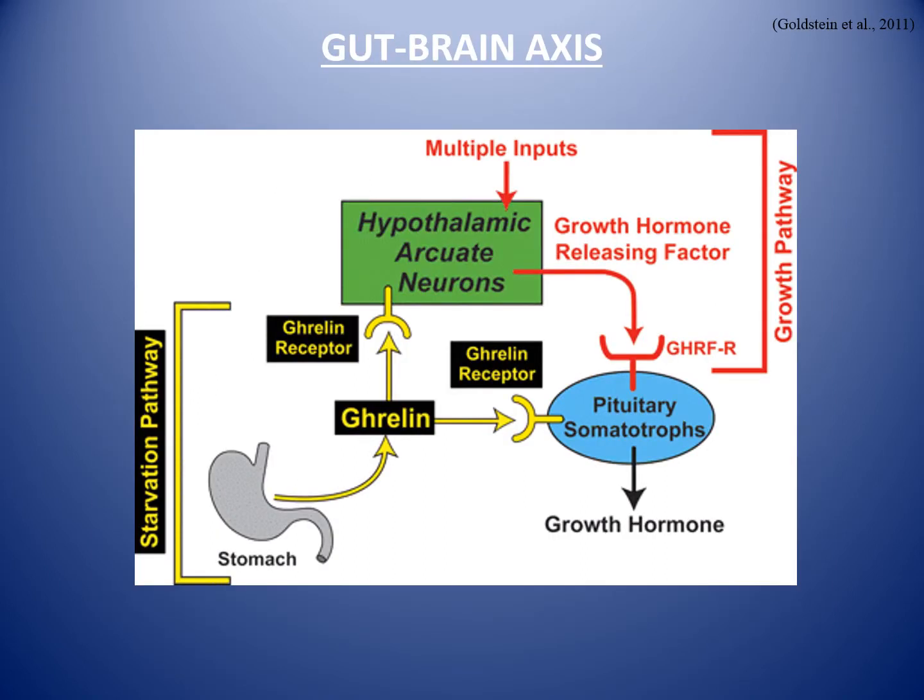Ghrelin is not only responsible for increasing appetite, it stimulates release of growth hormone by the anterior pituitary. This diagram indicates both the starvation and growth pathways of Ghrelin. As we saw in the previous slide, Ghrelin stimulates food uptake, helping to maintain energy homeostasis. But it also acts on the hypothalamus and directly on the anterior pituitary to increase the secretion of growth hormone.